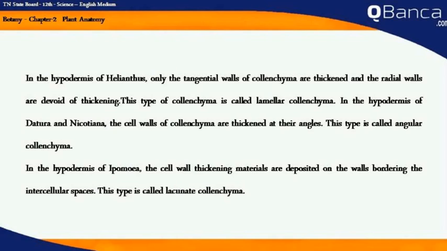In the epidermis of Ipomoea, the cell wall thickening materials are deposited on the walls bordering the intercellular spaces. This type is called lacunate collenchyma.